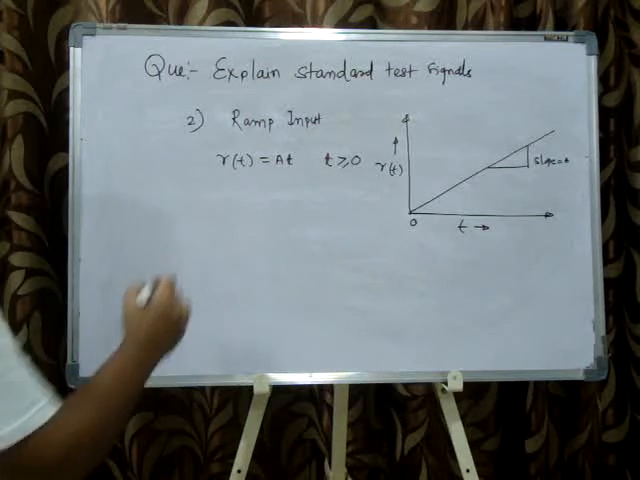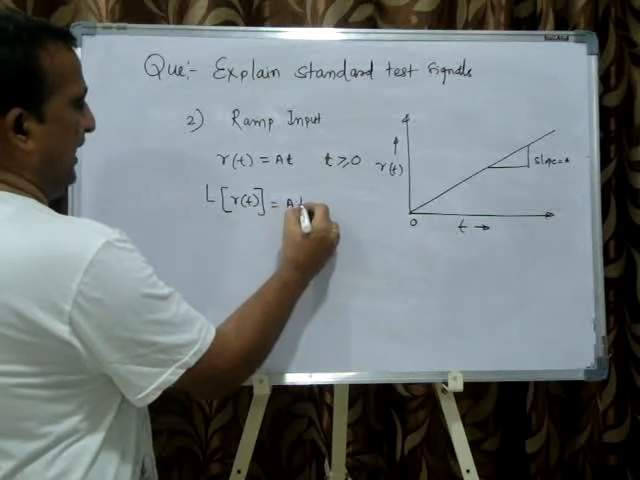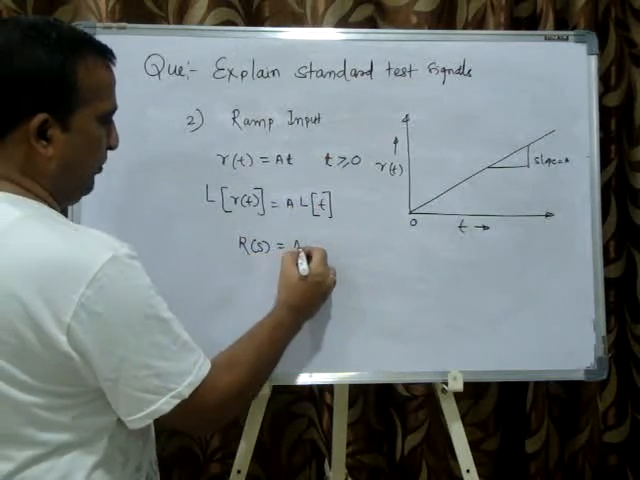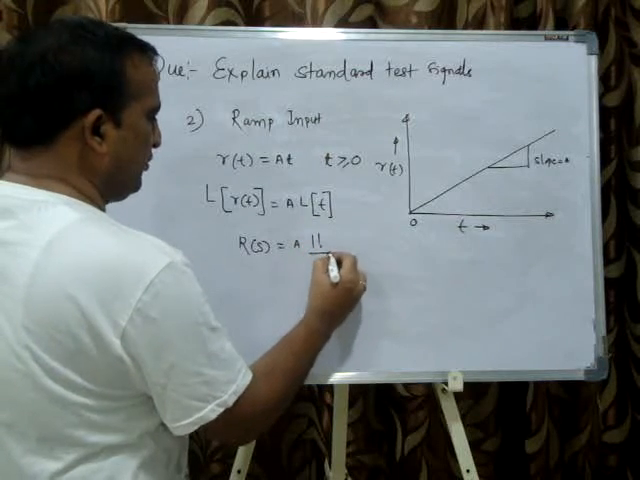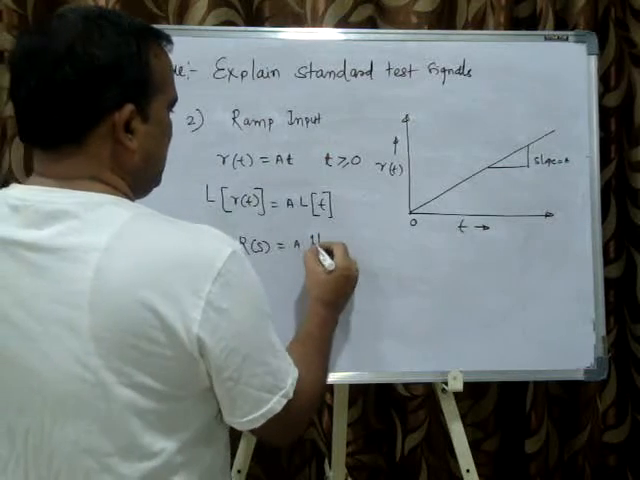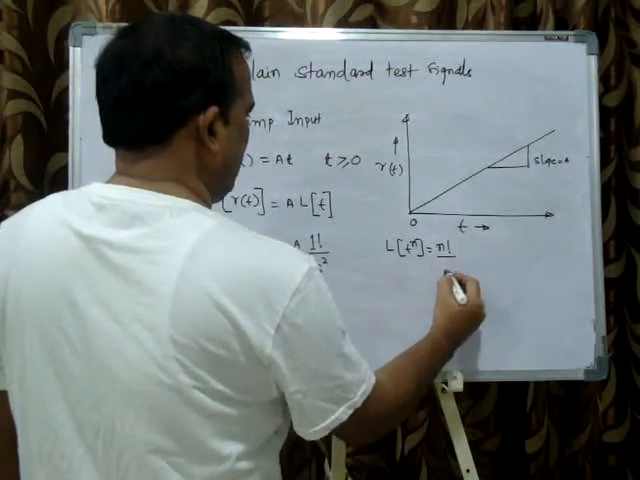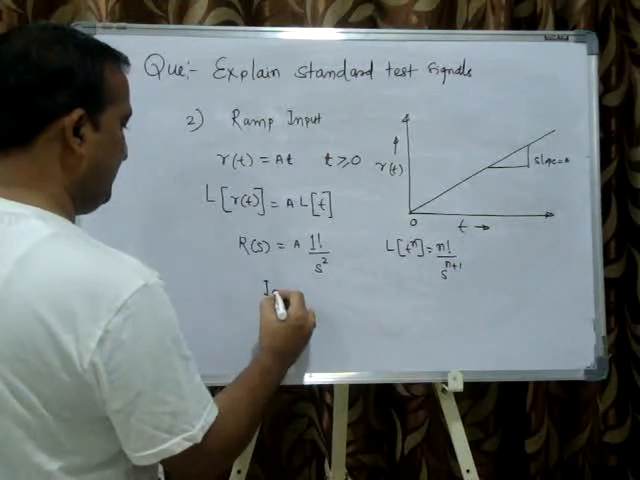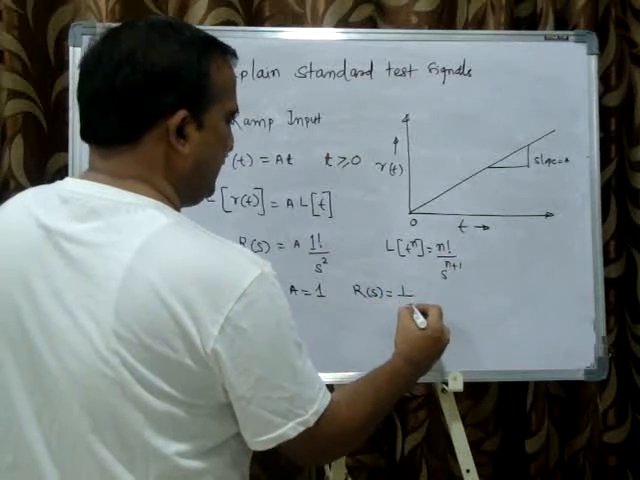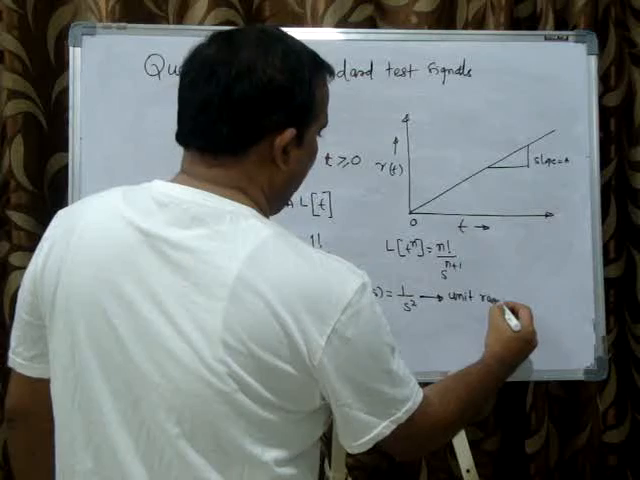Now I'll take a Laplace. Laplace of r of t equal to a Laplace of t. So r of s equal to a. What is the Laplace of t? 1 factorial divided by s square. Because Laplace of t to the n equal to n factorial divided by s to the n plus 1. We know this. If a equal to 1, then r of s equal to how much? 1 by s square. This is called what? Unit ramp input.